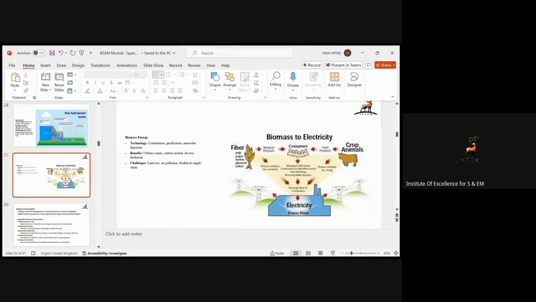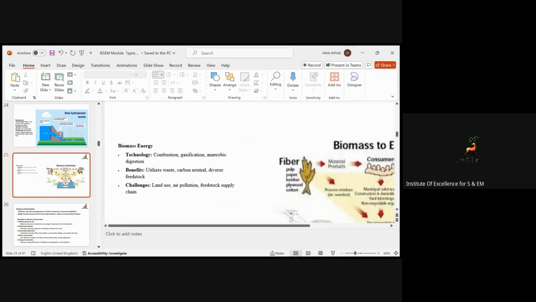So basically, in this decomposition, the material is decomposed by anaerobic bacteria that produce methane. Methane is a gas, a biogas, and together with other byproducts it forms a renewable natural resource which can be purified and used to generate electricity. And you can see that these are the technologies we are using: combustion, gasification, or anaerobic digestion.